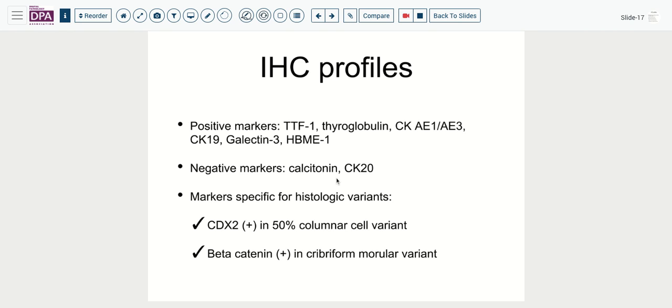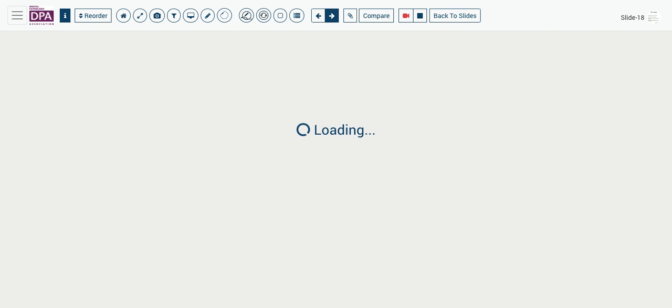Of course, if you're thinking about medullary carcinoma, a negative calcitonin is helpful. If you're thinking about other carcinomas from other areas, CK20 is of course going to be negative as well. In some particular variants, columnar cell variant can be CDX2 positive, and beta-catenin can be positive in the cribriform-morular variant. So those may occasionally be helpful in those sometimes more confusing and challenging variants.